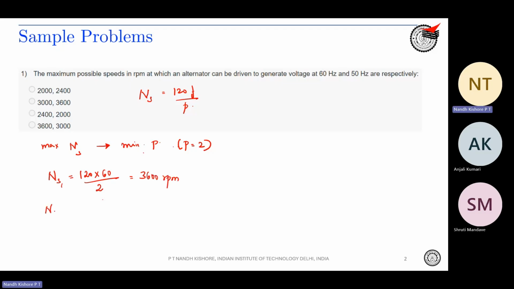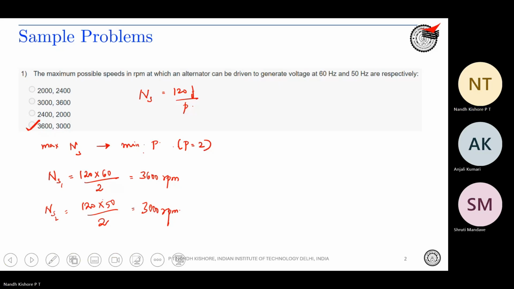3600 RPM. And in the other case, if you have your frequency to be 50, you would be getting 3000 RPM. So the answer is D. The maximum possible speed for 60 hertz and 50 hertz is actually corresponding to 3600 and 3000 RPM respectively. We'll go to the next problem.